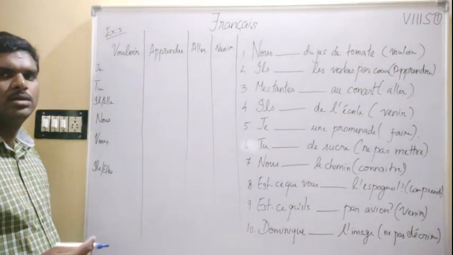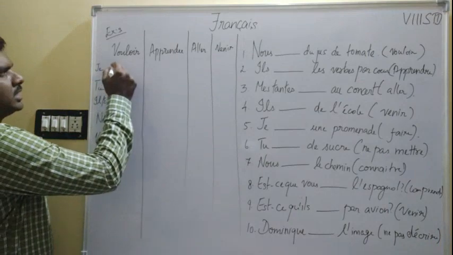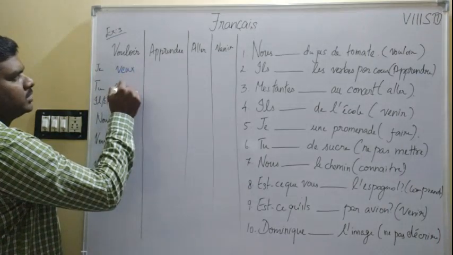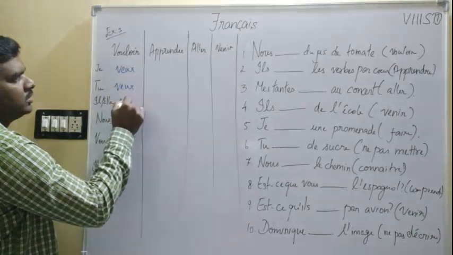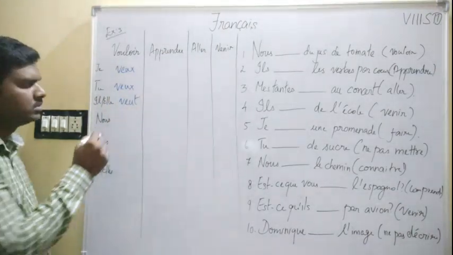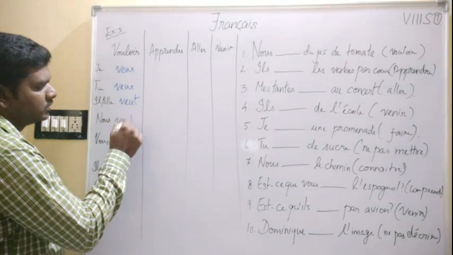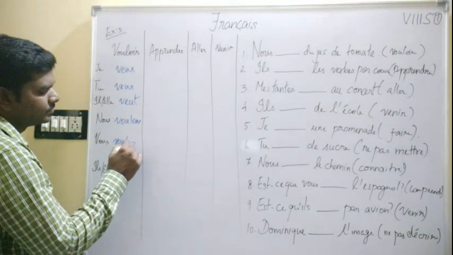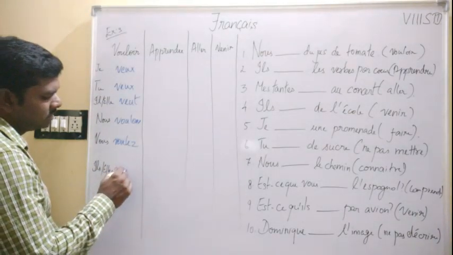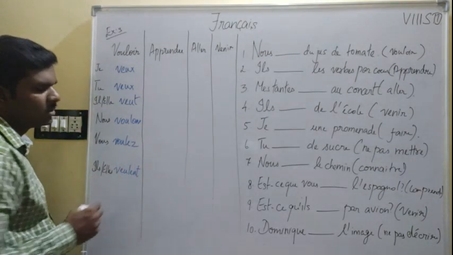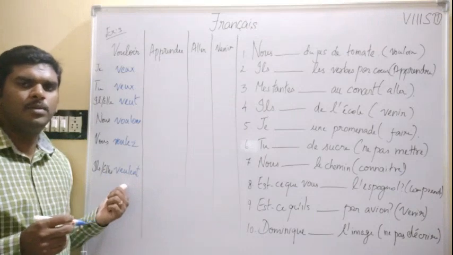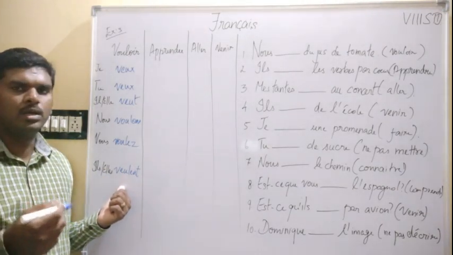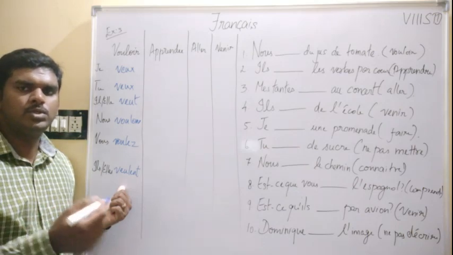So vouloir, hope you remember, is an irregular verb. Je veux, tu veux, il veut, elle veut, nous voulons, vous voulez, ils veulent, elle veut. Vouloir means: what do you want? I want, I wish to have this.